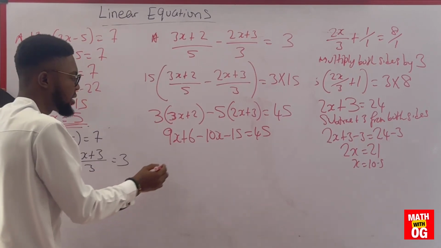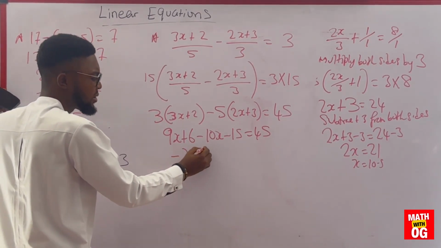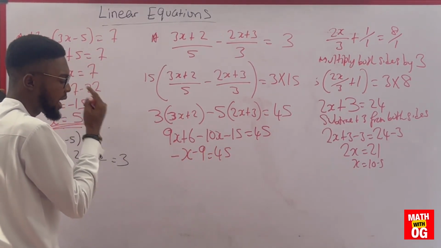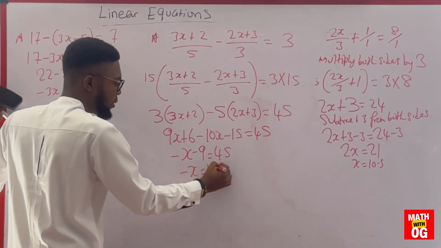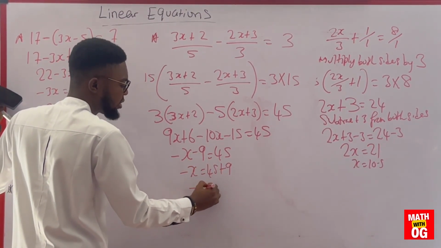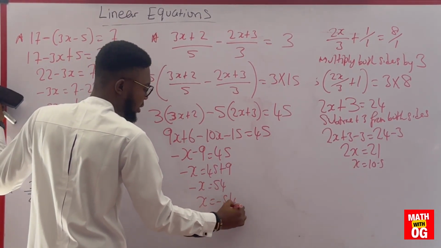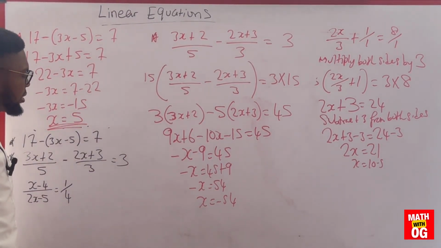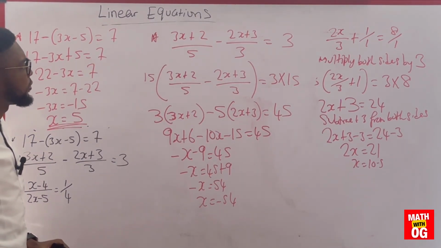Now 9x minus 10x is minus x. 6 minus 15 should be minus 9, equals 45. Now I can add 9 to both sides. So minus x will be equal to 45 plus 9. Minus x will be equal to 54. So x will be equal to minus 54. That means multiply both sides by minus 1, or divide both sides by minus 1. So that will give us a negative 54.